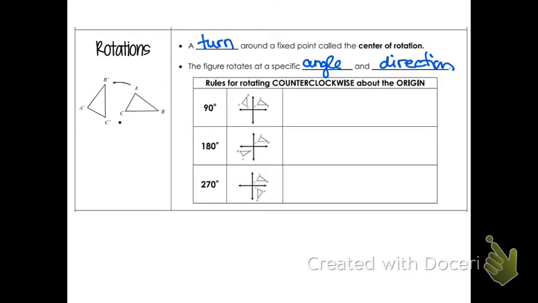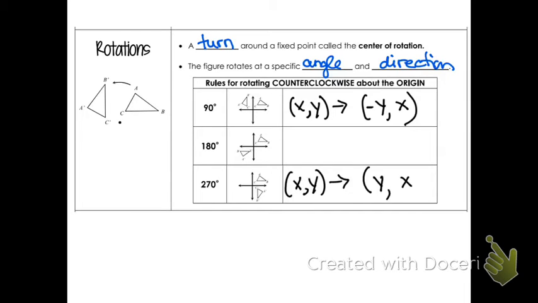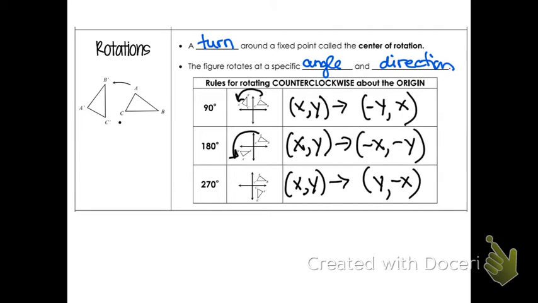Using formal lingo, for 90 degrees, x, y maps to reverse and change the sign of the first one. I'm going to skip to 270. For 270, x, y maps to reverse, change the sign of the second one. For 180, x, y maps to -x, -y, change both signs. Those are our rules. A 90-degree rotation goes one quadrant away. 180 ends up being 2 quadrants away. And 270 ends up being 3 quadrants away.